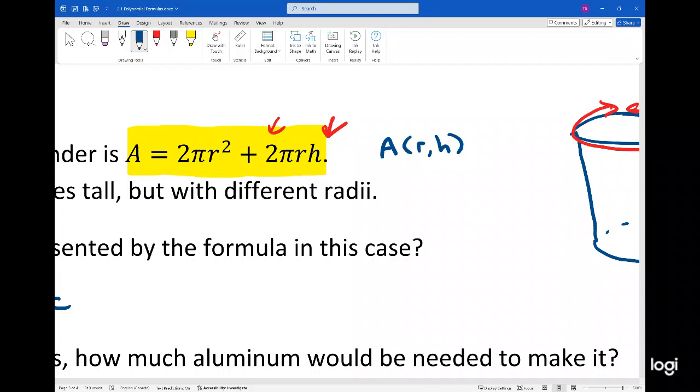So again, to look at a single equation and say, is it a linear or a quadratic function or something else? If it's got multiple variables, it depends what variable you're talking about. So this is always going to be quadratic as a function of r, regardless of whether or not we know that h is a constant, and it's always going to be linear as a function of h.